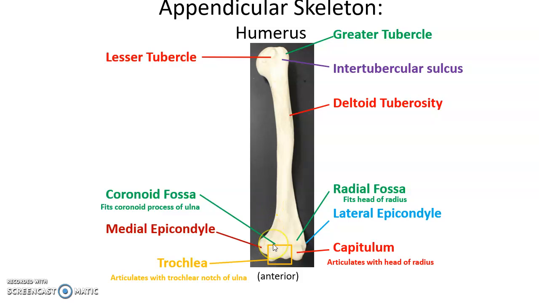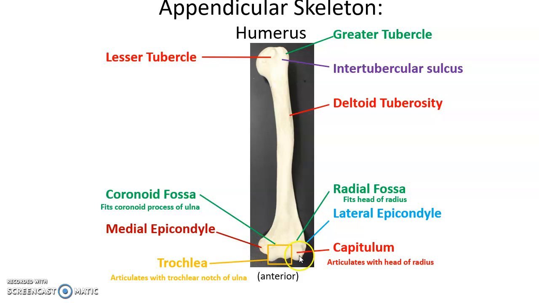Down at the distal end of the humerus, we have these rough bits of bone sticking out medially and laterally, known as the medial epicondyle and the lateral epicondyle. Note that the head, the smooth knob of the humerus, sticks out medially, always medial. So that's how you can know this is the medial epicondyle, same side as the head.